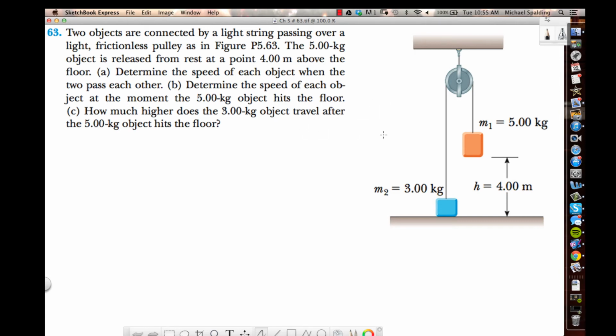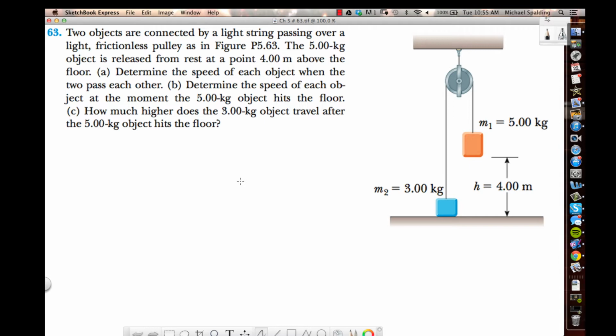Okay, so 63, we have two masses connected over a pulley. This whole problem could have been solved with just forces. You could have solved this 2 weeks ago before you ever even learned about work and energy. So here, let's solve this only with work and energy. You should be able to do it both ways though, okay?